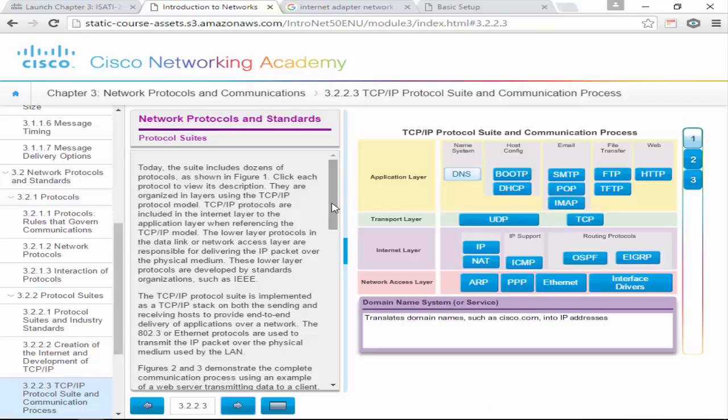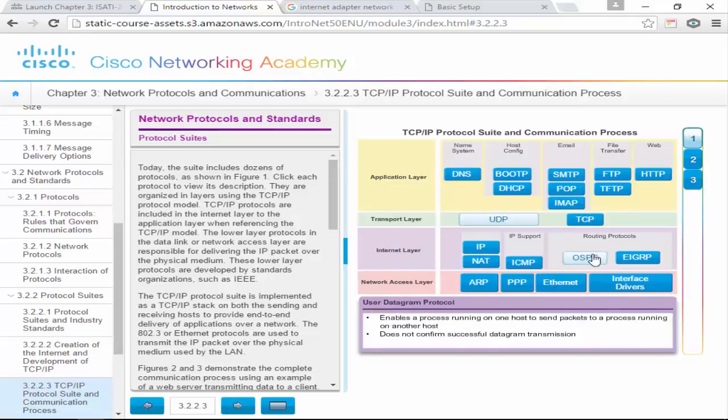Alright, so here's our TCP/IP model and how it communicates. These different layers hand off to each other through different protocols. I believe you guys can click on all of these. We'll be studying these in depth. There's a chapter on each one of these layers.